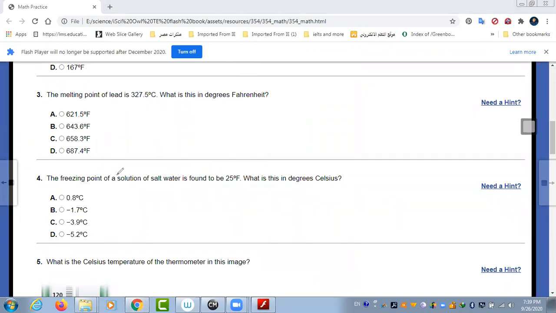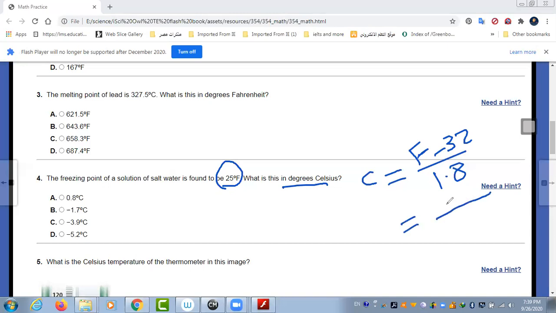Okay, it says here the freezing point of a solution of salt water is found at 25 Fahrenheit. What is it in Celsius? You have to know the law. If you don't know the law, you cannot answer. So here is Fahrenheit, because it is given in the question, minus 32, over 1.8. So put it like this. If you want to make it in one step, no problem. So make it 25 minus 32, over 1.8.